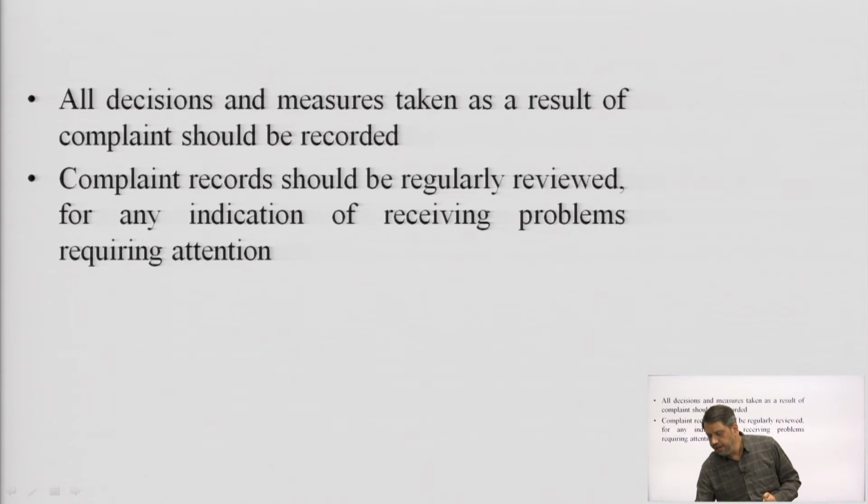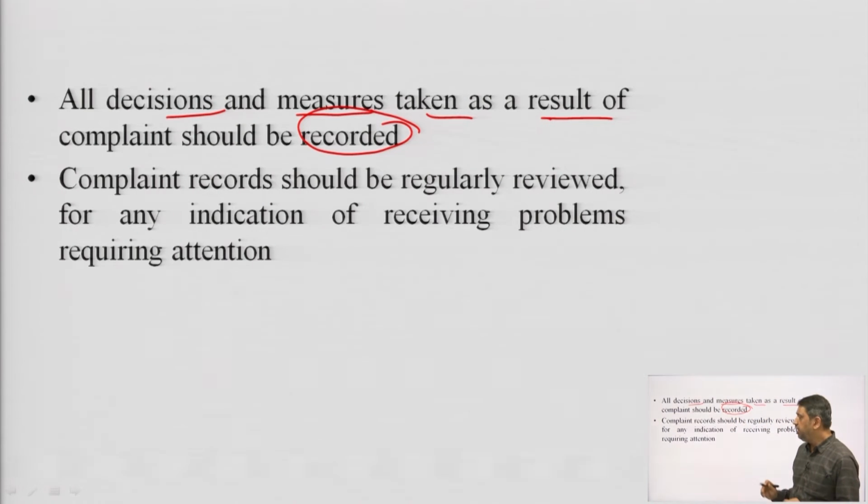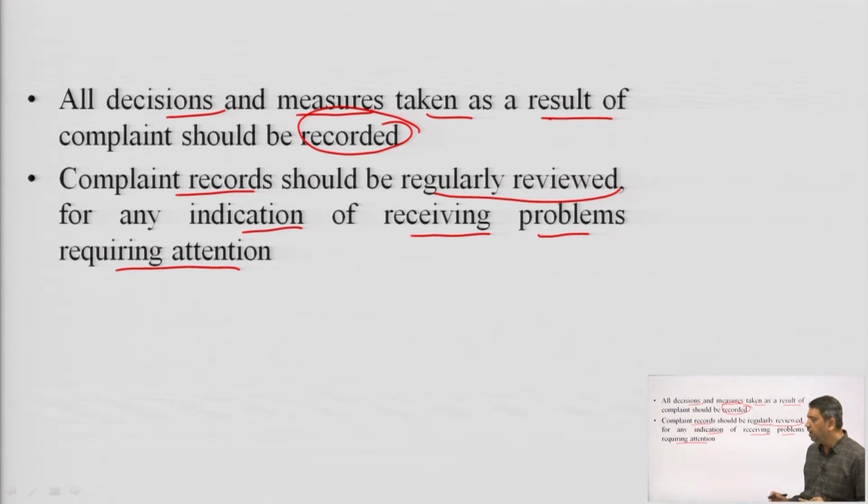These are all the WHO GMP guidelines, and there are two more things. All decisions and measures taken as a result of a complaint should be recorded. This is also one of the clear instructions in the WHO guideline. Whatever decisions we have taken, because the complaint may be very minor, it may be related to packaging material, or to the efficacy, toxicity or tolerability, any kind of complaint may be received from the market. But whatever decision and measures we have taken should be properly recorded, and this complaint record should be regularly reviewed for any indication of recurring problems requiring attention. So, these are all the WHO guidelines related to the complaint management system.